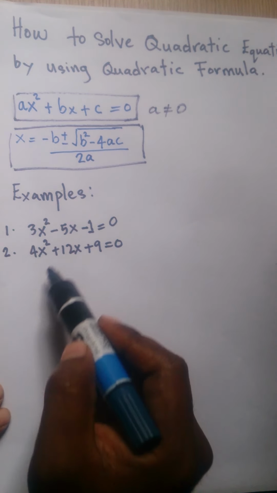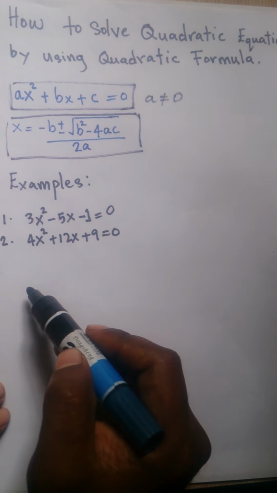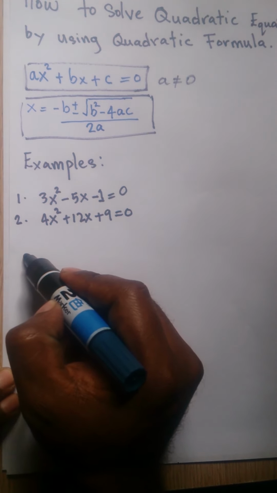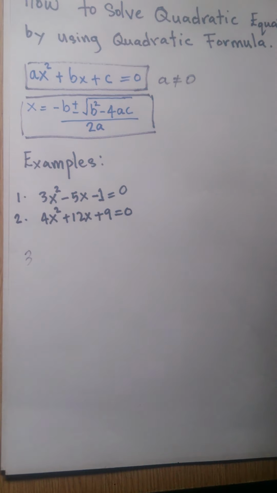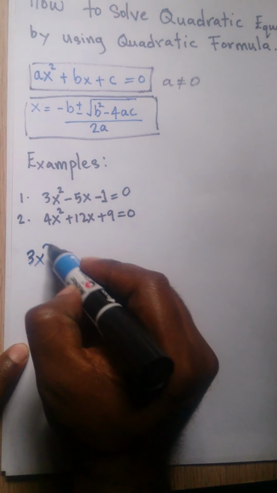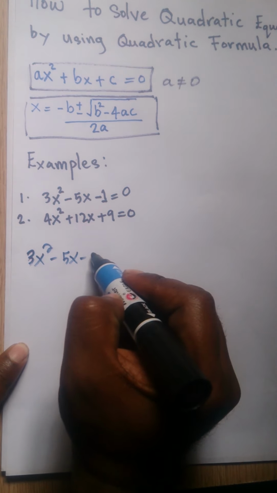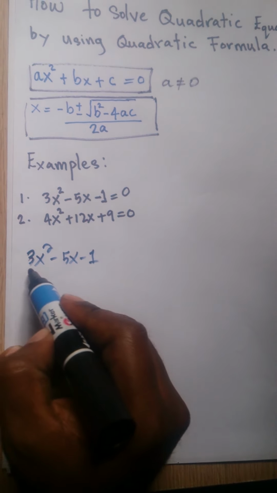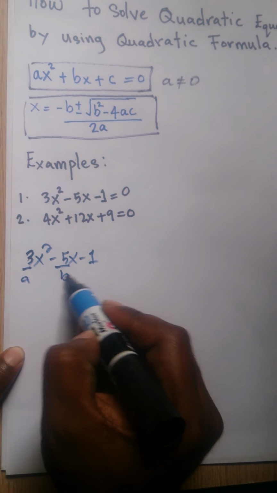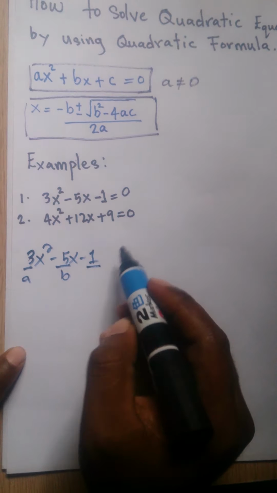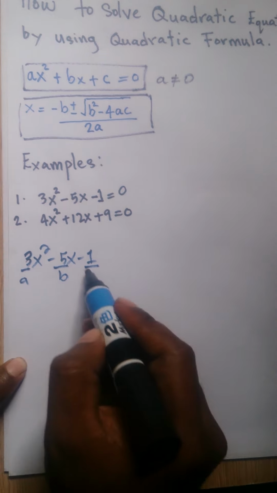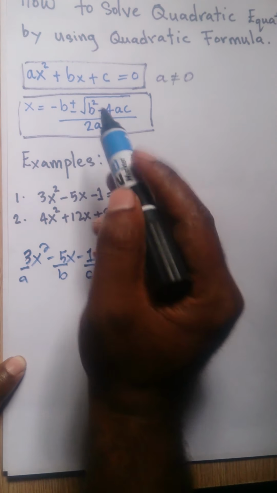Now we have the examples here. These examples are actually quadratic equations. Let's discuss one example: 3x squared minus 5x minus 1. In this case, 3 is a, negative 5 is b, and negative 1 is c. So we just have to substitute all those values into the formula.